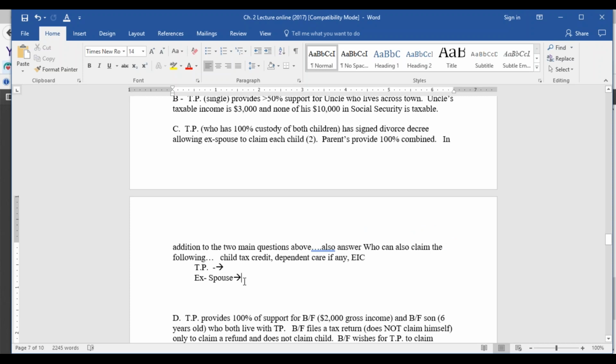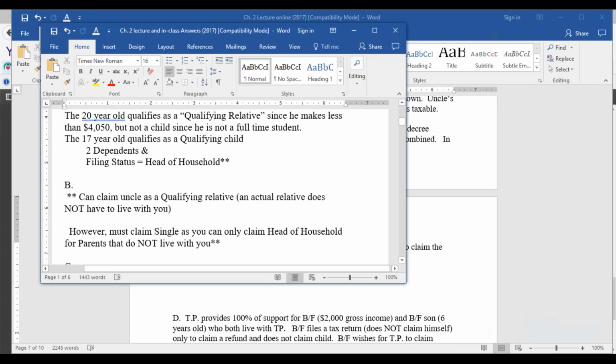However, the ex-spouse can claim the 2 dependents. The ex-spouse can claim the child tax credit, but the ex-spouse cannot claim the dependent care that was spent elsewhere or any earned income credit. The ex-spouse must also file as single.